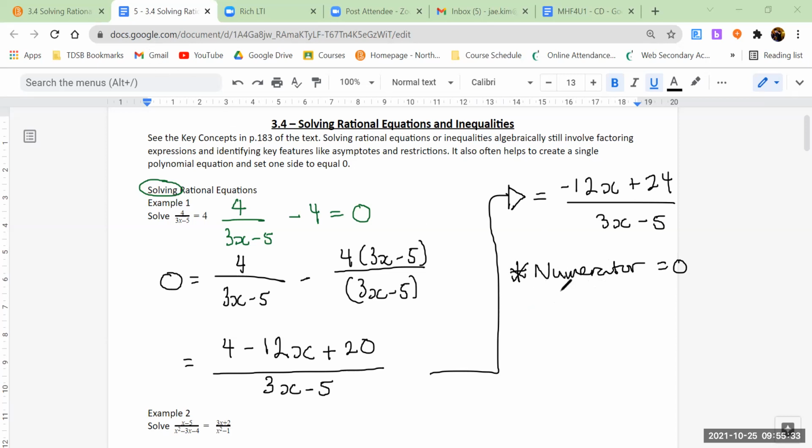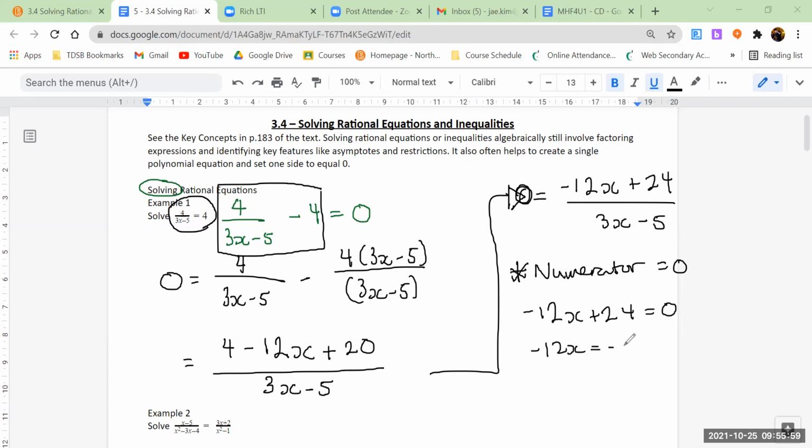Yeah. So we need a numerator. If we want 4 over 3x minus 5 to equal a 4, we need 4 over 3x minus 5 minus a 4 to equal a 0. Well, when will this equal a 0? It's the same as saying, when will that equal a 0 is when the numerator equals a 0. There. So this statement, therefore, is true when x equals a 2. That's solving an equation.